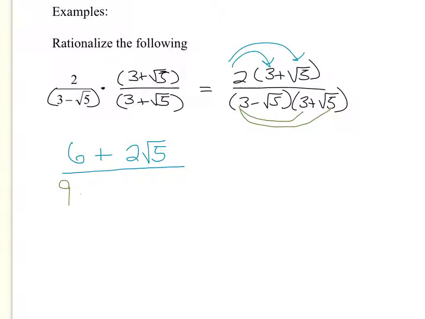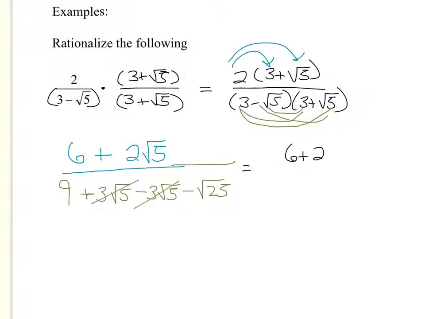3 times square root of 5 is 3 square root of 5. The inside ones are 3 times negative radical 5, so that's minus 3 radical 5. And then minus radical 5 times positive radical 5 is minus radical 25. But you can see these terms cancel because they're a positive and negative. So the top is 6 plus 2 radical 5. Now the bottom here I get 9 minus 5 because the square root of 25 is 5. So this is 4.